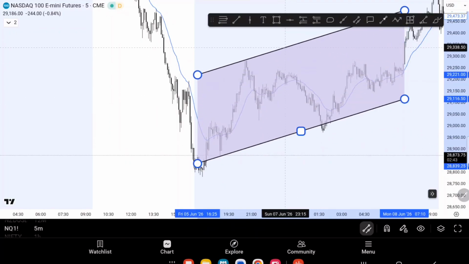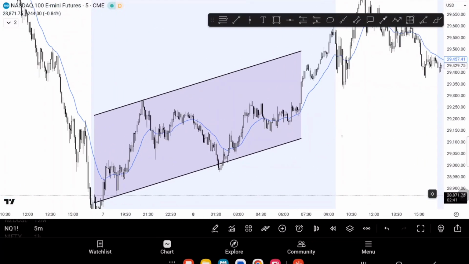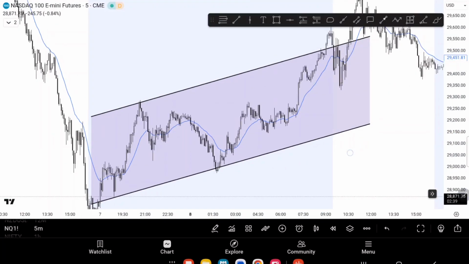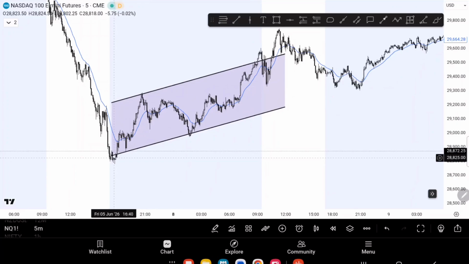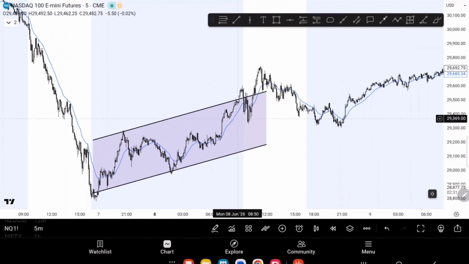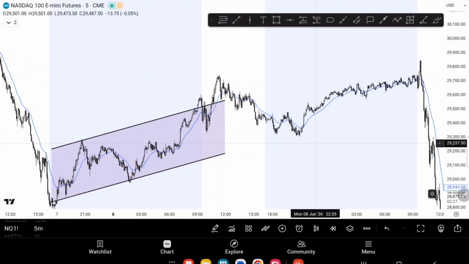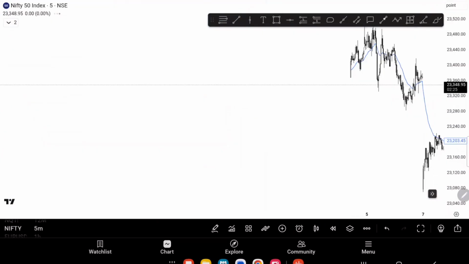Wider channel, right? Wider channel. So this is always how the market works. The market first has a breakout, then it forms a tight channel, and then it forms a wide channel. Then it either breaks out or forms a trading range, and then the process goes on all over again. Let's look at Nifty for an example, right?